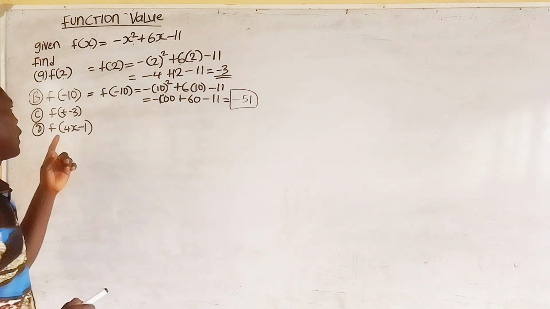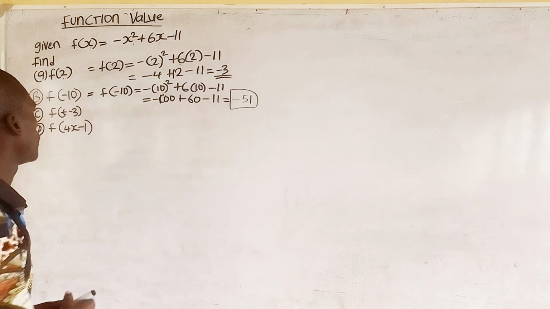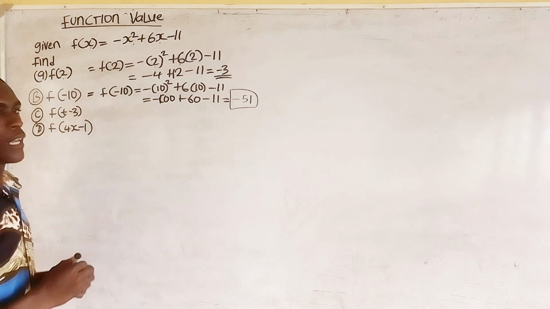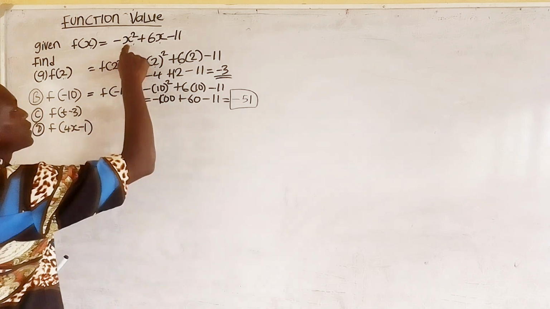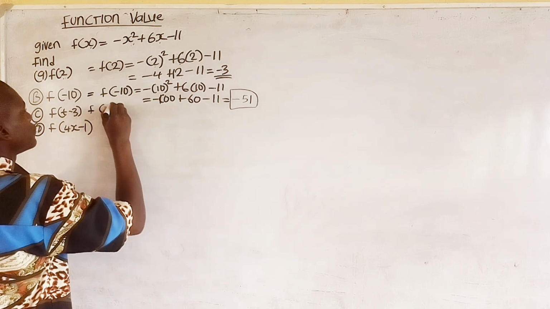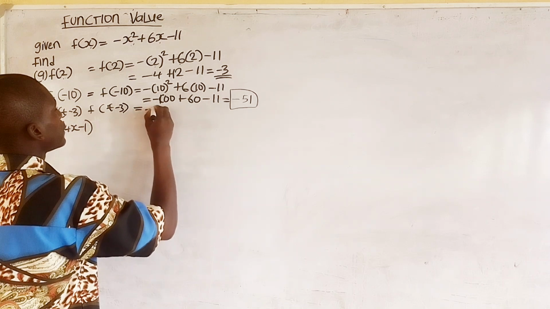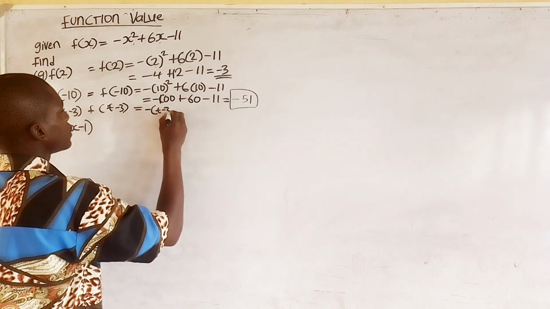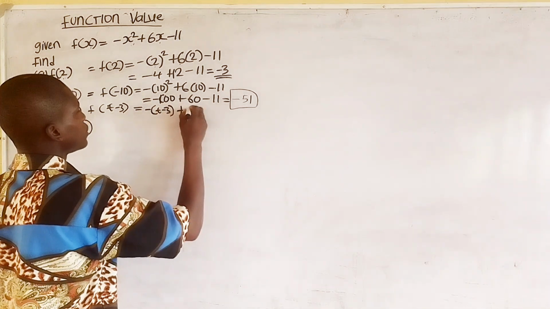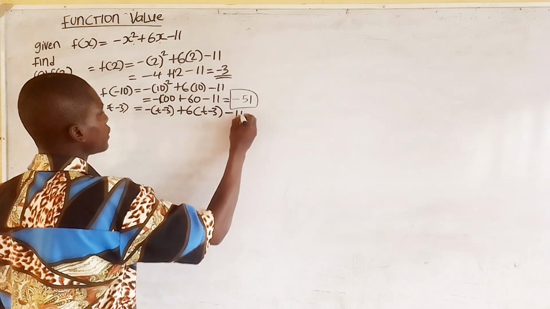Then you can pause the video and try the next question and put the answer in the comment section. Then let's continue. They say find f of t minus 3. What it just means is replace x with t minus 3. That means f of t minus 3 will be equal to minus open bracket t minus 3 close bracket plus 6 open bracket t minus 3 close bracket minus 11.